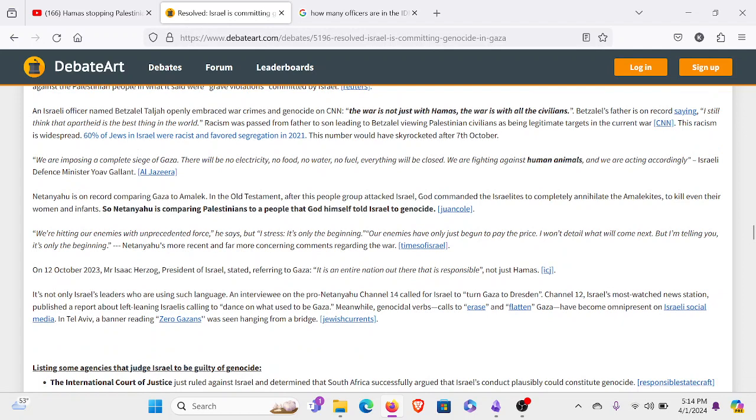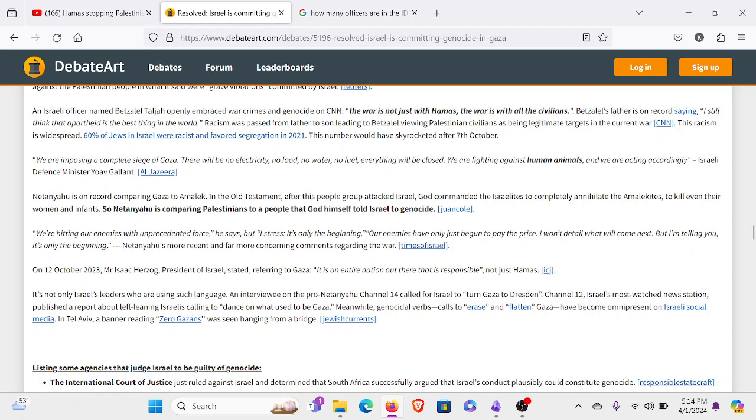Racism was passed from father to son, leading Palestinian civilians to be legitimate targets in the current war. Okay, even if you said that there's a lot of Israeli military targeting civilians, that's not even proof of genocide. That's proof of a bunch of fucking assholes. It's a bunch of people that committed war crimes that Israel needs to hold accountable when the war's over. Yeah, and that's something the United States does. If we catch you targeting civilians, you get punished.